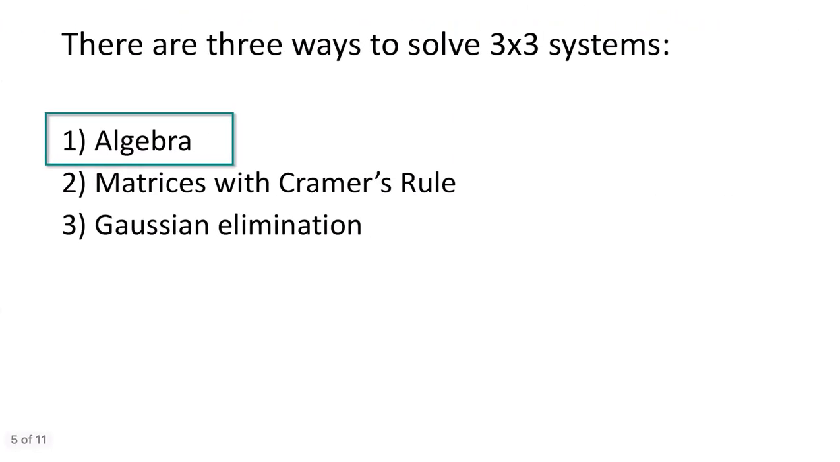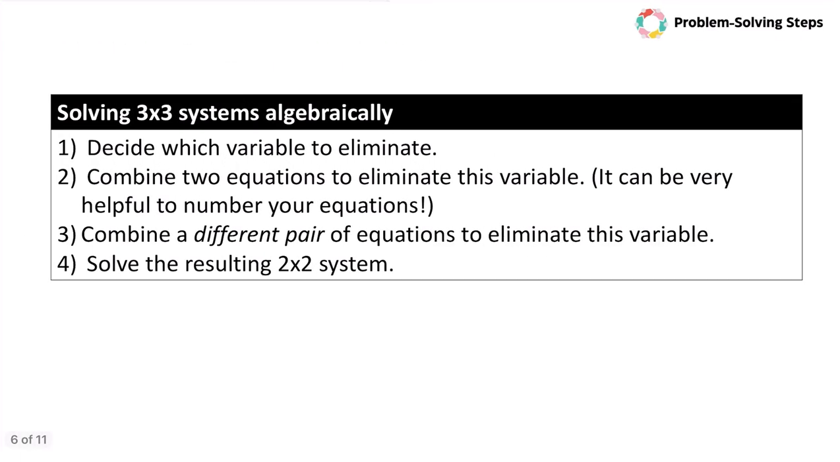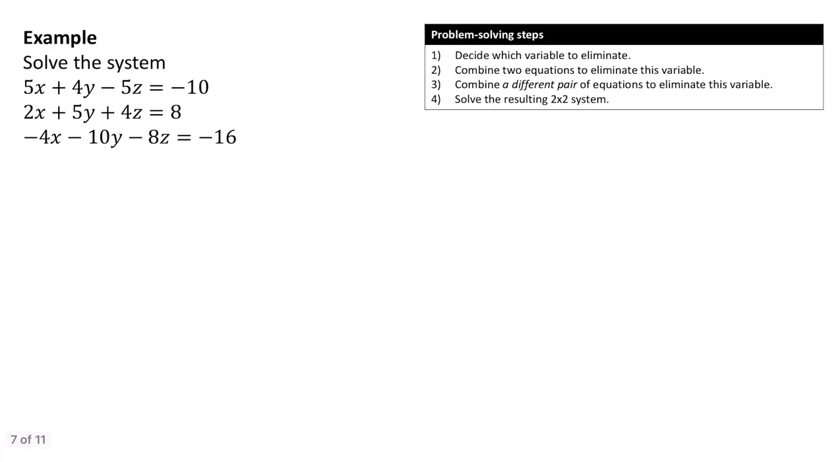We're still going to work on solving these systems algebraically in this video. We're going to start off by using a lot of the same steps. We're going to decide which variable to eliminate, and then combine two equations to eliminate this variable. Then we're going to combine a different pair of equations to eliminate the same variable, and then solve the resulting 2x2 system whenever we can. So let's look at this example. Let's start off by solving the system.